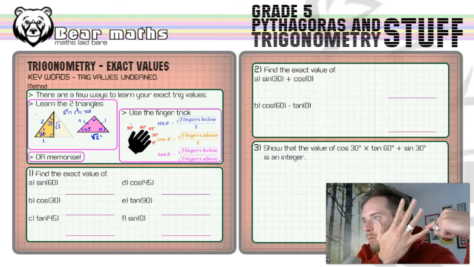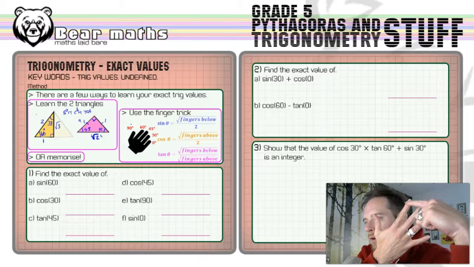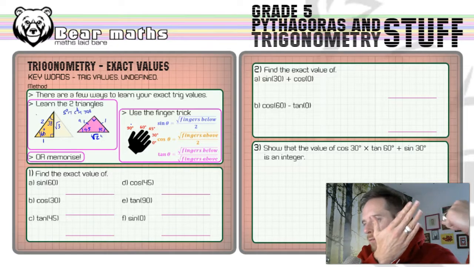To find any sine value of 90, 60, 45, 30, or 0, you take your fingers below: the square root of the fingers below, over 2. So if you want sine of 90, there's 90. How many fingers are there below 90? 1, 2, 3, 4 fingers, as long as you've got a normal hand.